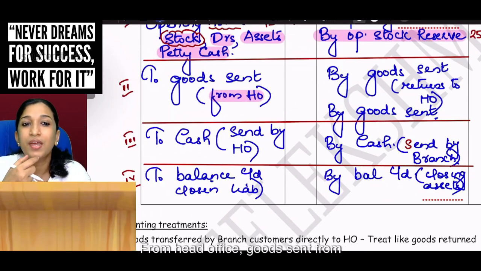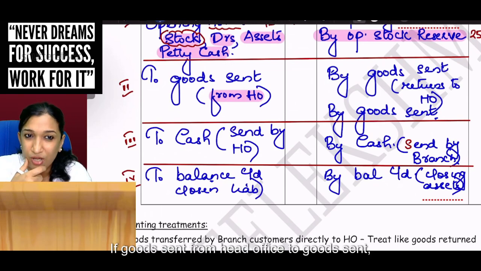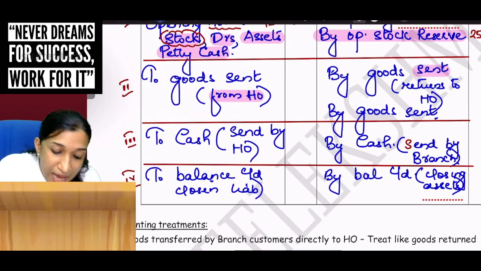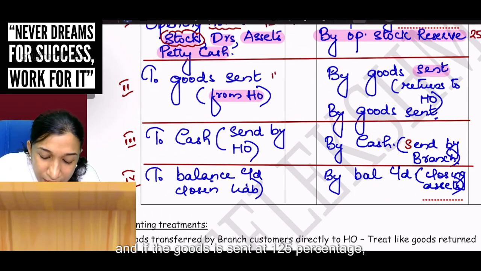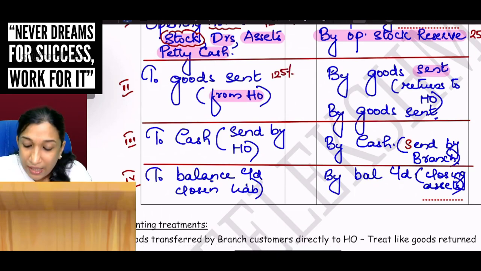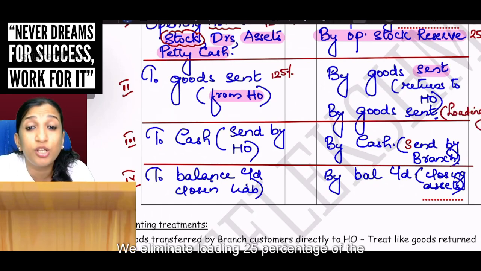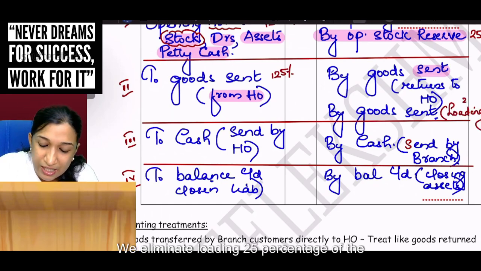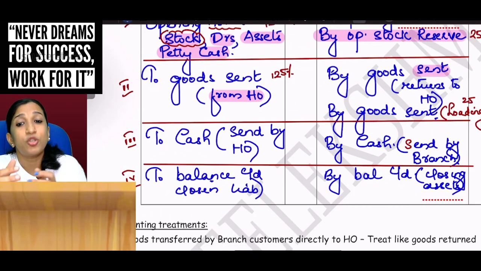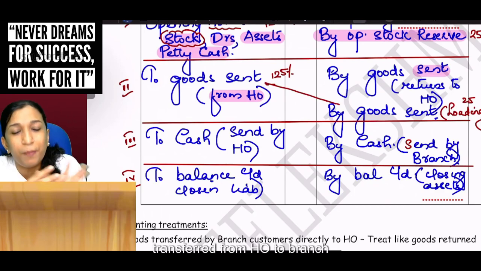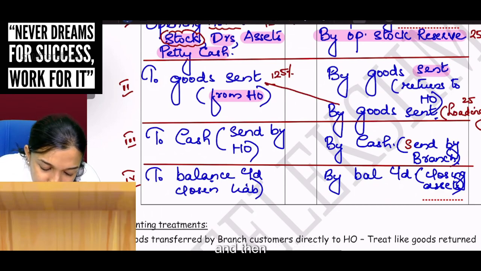Now, goods sent from head office to the branch, less goods returned. If the goods are sent at 125%, eliminate what we call loading. We eliminate the loading of 25% on the net goods sent. It's okay if you eliminate the loading on the goods transferred from HO to the branch.